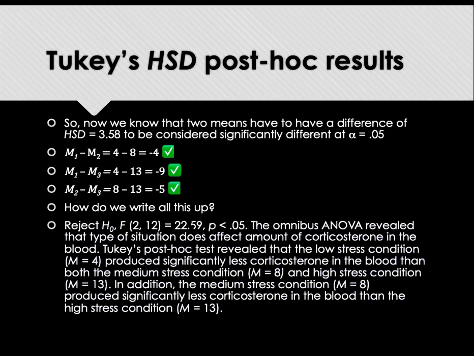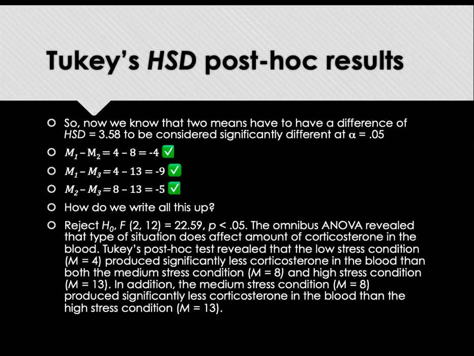And so how would you write that up? All of it, the ANOVA and the post hoc Tukey test. You'd say we are rejecting the null hypothesis with an F value of 22.59, and here 2 and 12 are the degrees of freedom for between and within, with a P of less than 0.05. The omnibus ANOVA revealed that type of situation does affect amount of corticosterone in the blood.